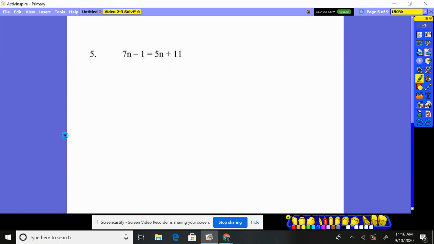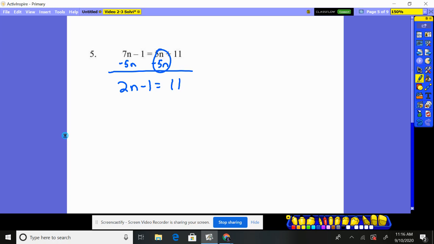Number 5, I look at this, I say, hey, I got 7 n's to the left, 5 n's to the right. I'm going to take care of those first. So I'm going to subtract 5 n's from both sides of the equation. 2n minus 1 equals, that's 0 plus 11, which is 11.